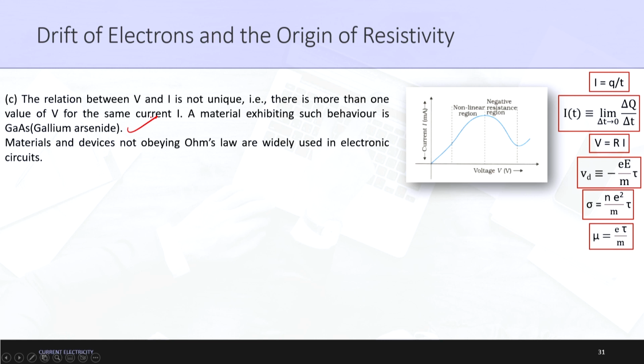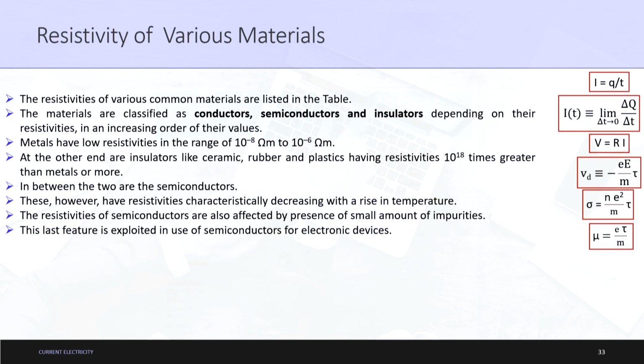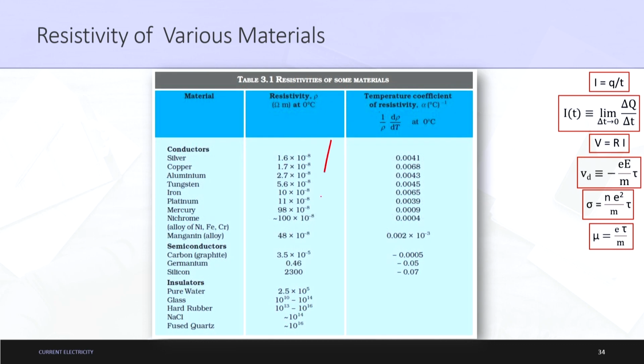Then resistivity of various materials. We understood that as the material changes, the value of resistivity keeps on changing. As you can see, for insulators the value is very high, let us say 10 to the power 14, 10 to the power 16 and so on, but for conductors it is very low, 10 to the power -8. So as you can see, the range is very large from conductors to insulators.